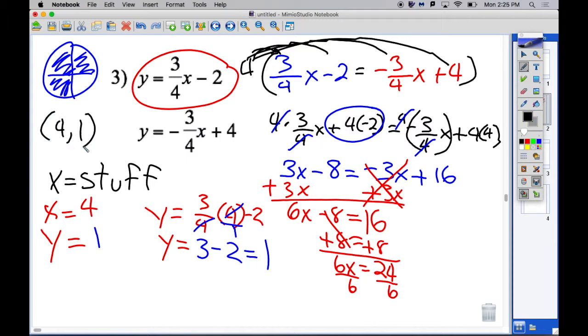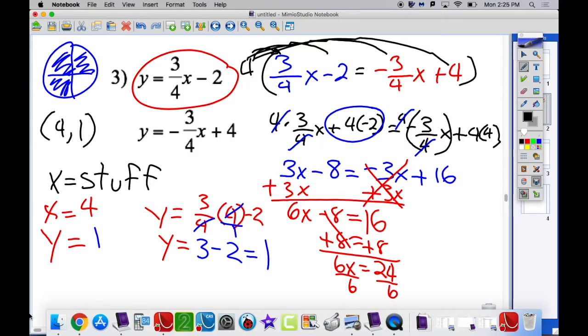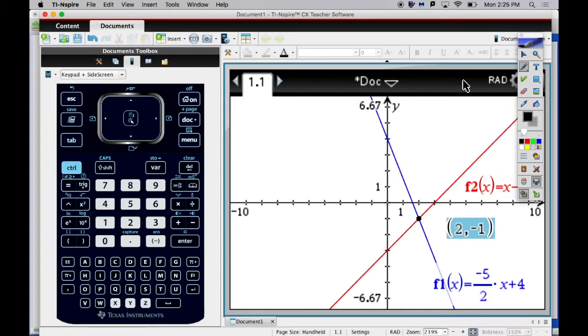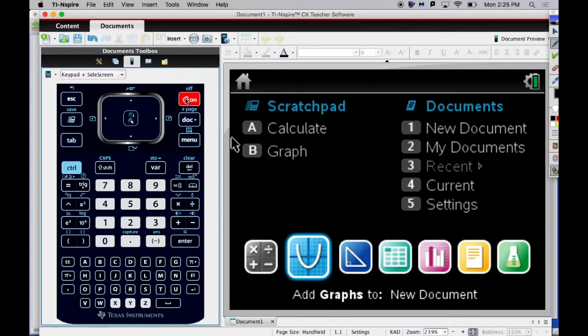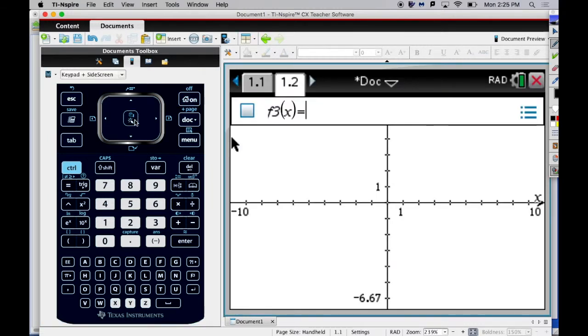Now how do I verify that? Plug it into the calculator. The question was, how do you clear it? You don't need to clear it, you can just close this tab or open a new tab. So what I'm going to do is go to the On button. If you click on the On button again, then you scroll down to Graph, and it opens up a whole new thing. So now we're going to plug in the numbers.